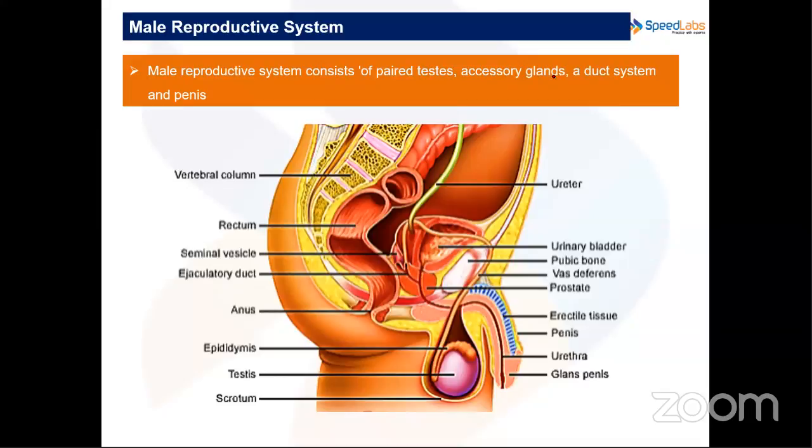So this is the duct system. Apart from that, if we take a cross section or TS of the testis, it is further divided into many ducts that I will take up in the coming slides. So a duct system and a penis, which is the external genitalia. I hope this is just making you familiar with the parts of the male reproductive system.